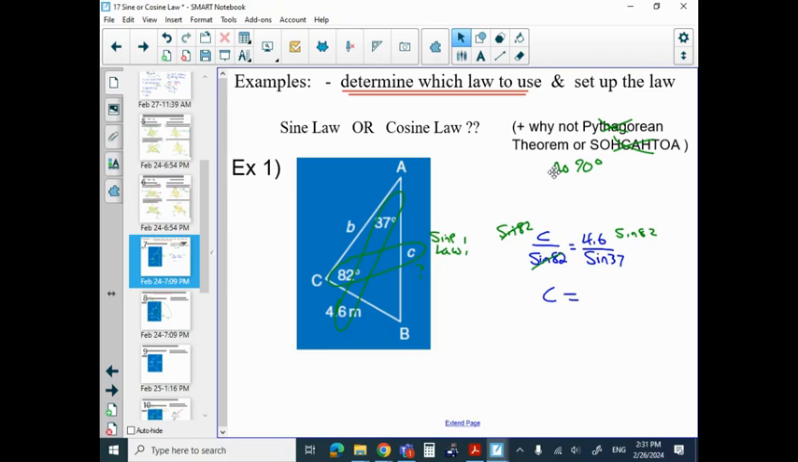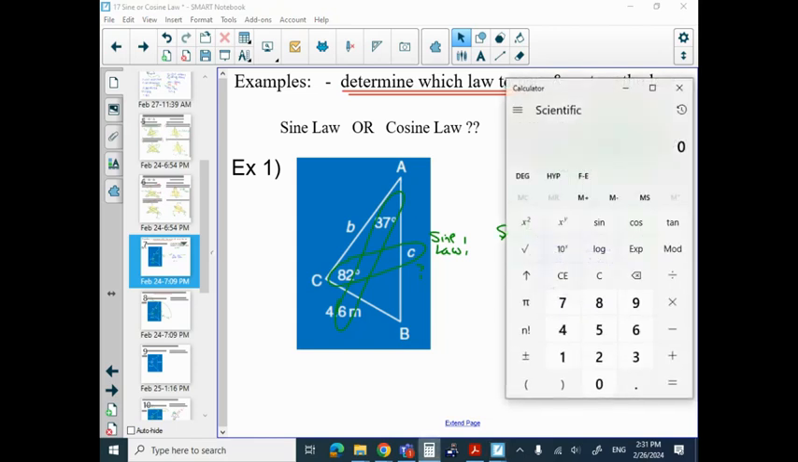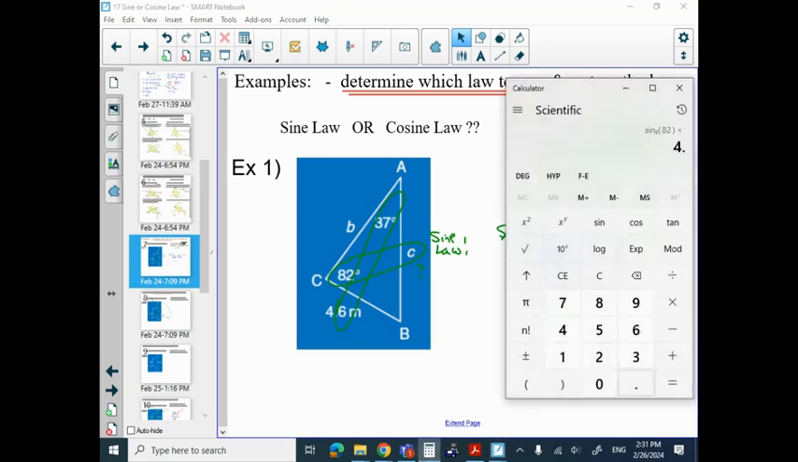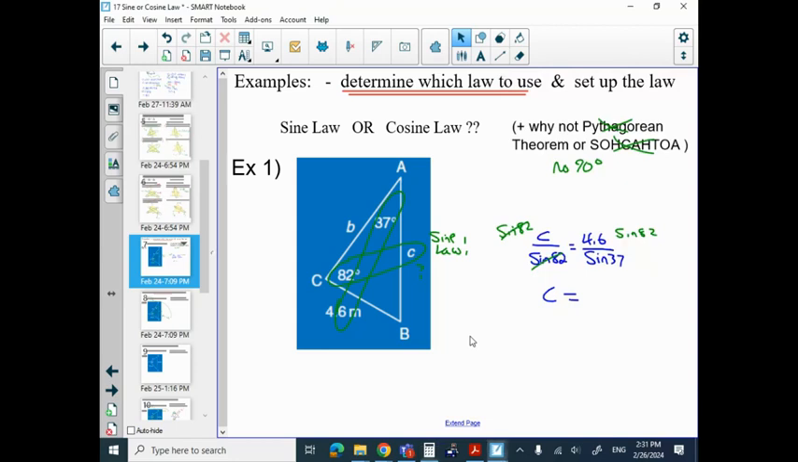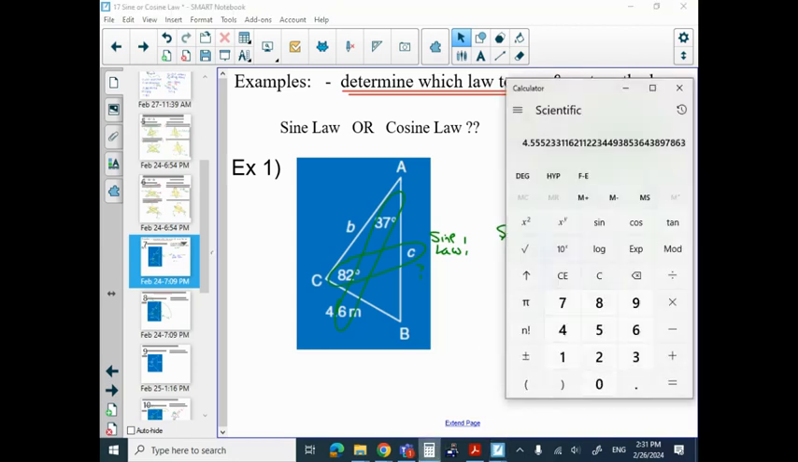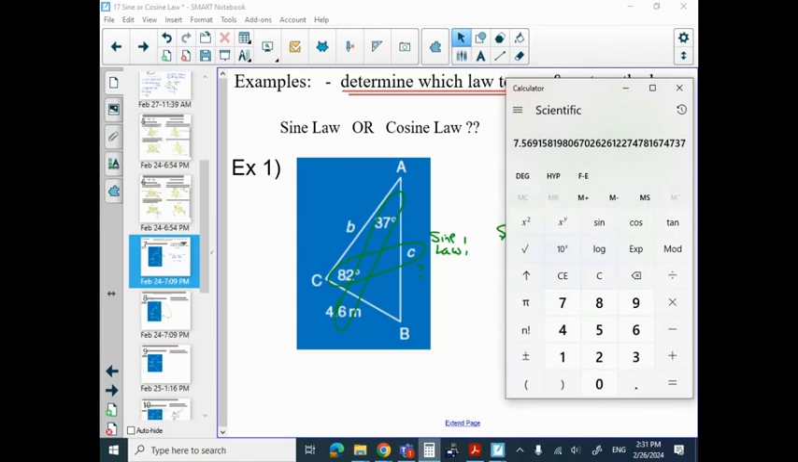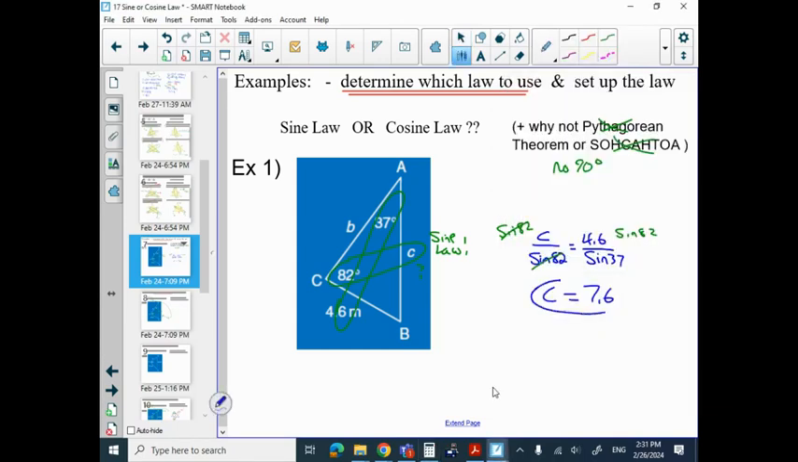So let me grab a real calculator, but I should do it this way, right? You can see what's going on. So we can do sine of 82. So 82, do sine of it. And then I have to multiply by 4.6. And then we need to divide by sine of 37. So divide by 37 sine. And that equals, do the division of these. 7.569, so 7.6, I guess. Check here. Yeah, 7.6. So C equals 7.6.